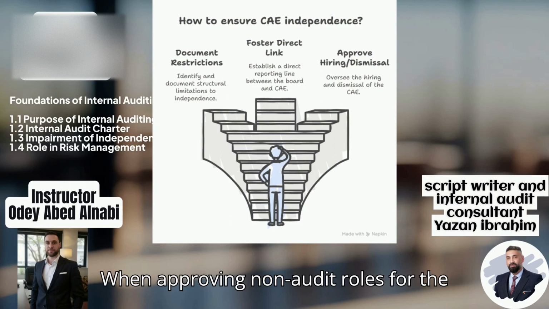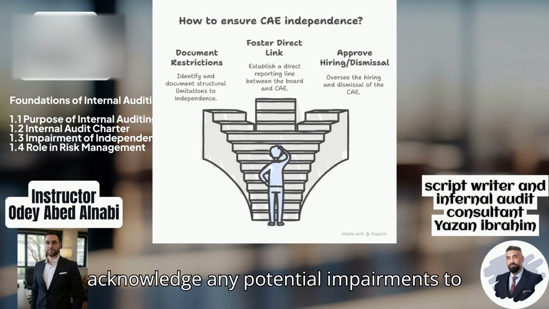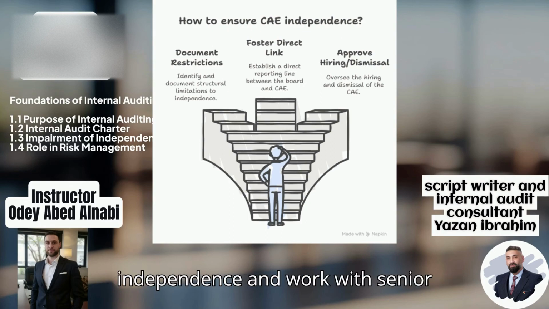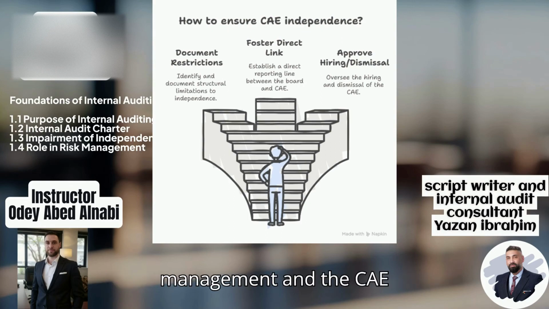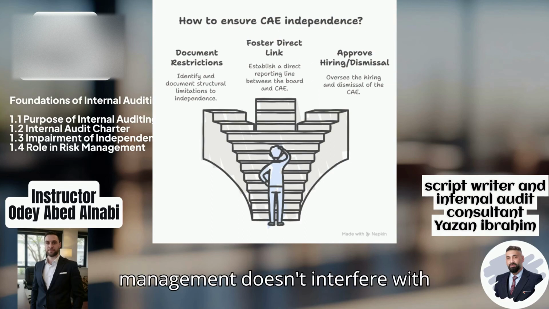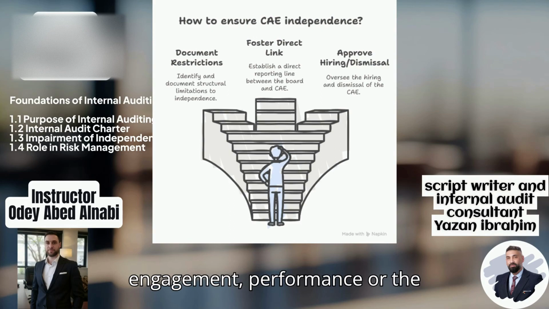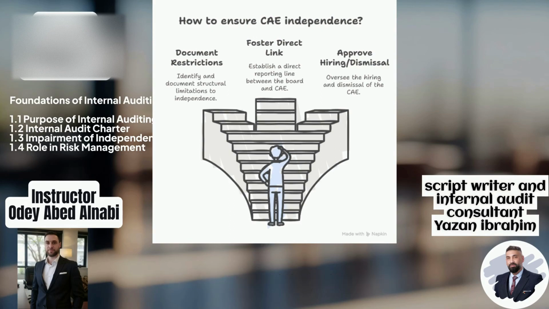When approving non-audit roles for the CAE, the board must explicitly acknowledge any potential impairments to independence and work with senior management and the CAE to establish necessary safeguards. Furthermore, the board must ensure management doesn't interfere with internal audit scope determination, engagement performance, or the communication of results.